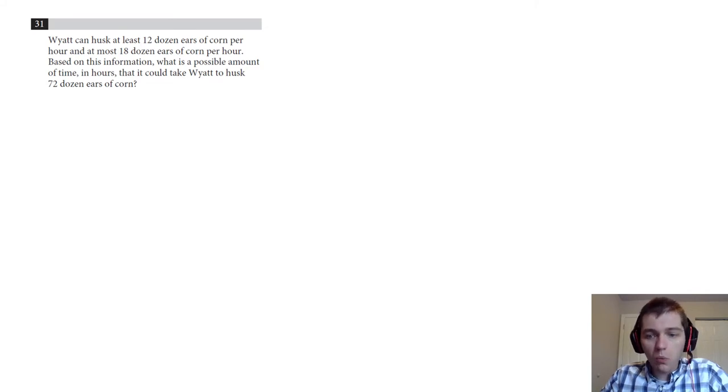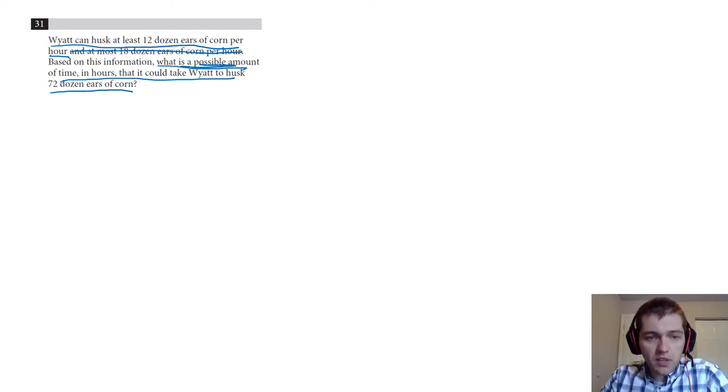Problem 31. What they're looking for is a possible amount of time in hours that it can take Wyatt to husk 72 ears of corn. So that must mean they give rate information earlier in the problem, and they do. Wyatt can husk at least 12 dozen ears of corn per hour, and at most 18 dozen ears of corn per hour. You can actually throw out the at most 18 dozen ears of corn per hour. You don't need that information. They're asking for a possible amount of time, and this 12 dozen ears per hour is a possibility. So we'll just say he's the slowest, and we'll use that.